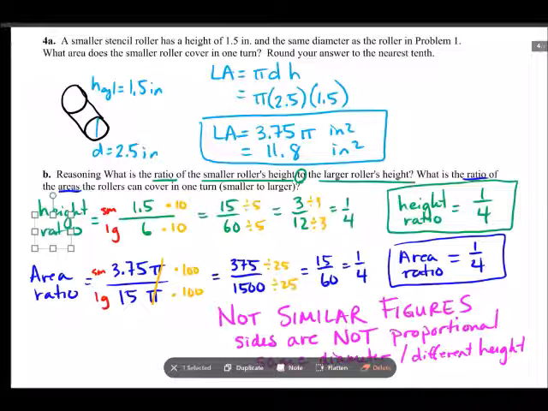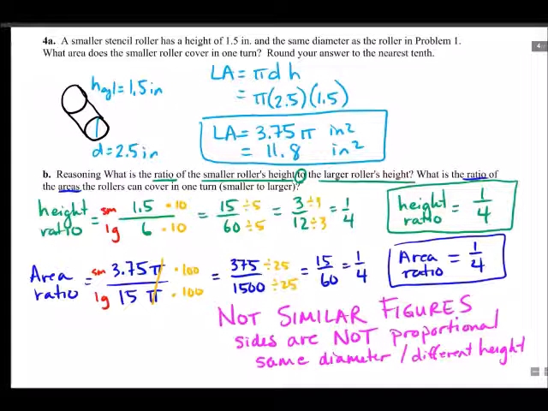The first problem here was super easy. We had another roller that had a different height but the same diameter. So we were asked to find the lateral area again. How much area does the roller cover in one turn? And we got 3.7 pi inches squared or 11.8 inches squared. Just simply labeled everything, wrote the formula, substituted in. Now the next problem asked us what is the ratio of the smaller roller's height to the larger roller's height.